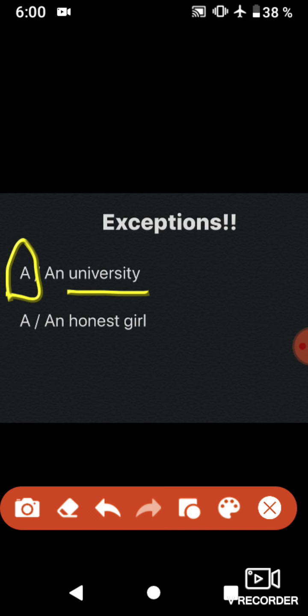Okay, the second one, we are going to have another exception. In this case, it will be the word honest. When we say honest, you can say that we have a consonant here, but we are talking about the sound. When we say honest, we are using the O sound at the beginning. So that's why in this case we are going to use an. An honest girl.